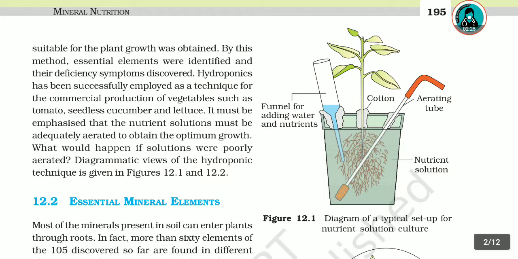Hydroponics has been successfully employed as a technique for the commercial production of vegetables such as tomato, seedless cucumber, and lettuce. It must be emphasized that the nutrient solutions must be adequately aerated to obtain the optimum growth. What would happen if solutions were poorly aerated? Diagrammatic views of the hydroponic technique are given in figures 12.1 and 12.2.